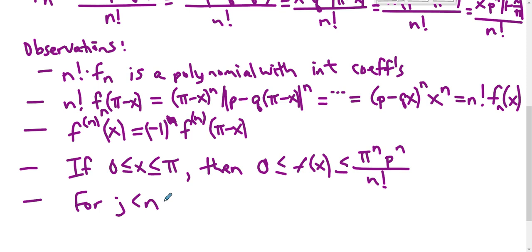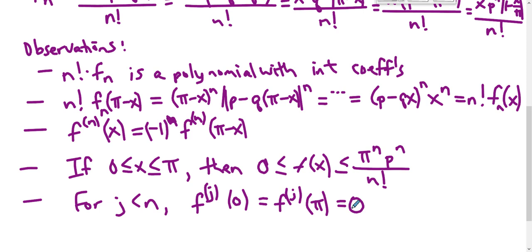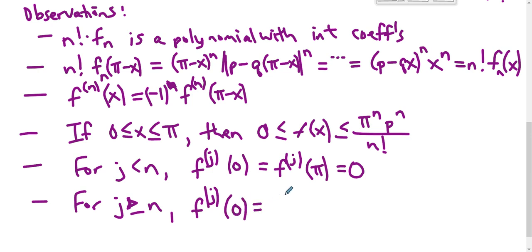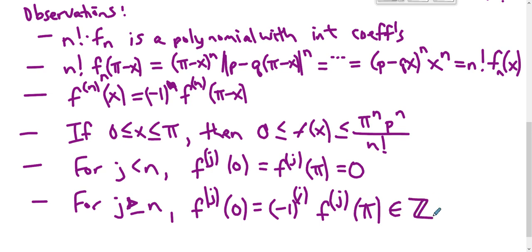For derivatives that are not as high in order as the nth derivative, the jth derivative evaluated at 0 is the jth derivative evaluated at pi, and both of those are 0. And for orders at the nth or greater, the jth derivative evaluated at 0 is the -1 to the j times the jth derivative at pi, and importantly, those are integers.